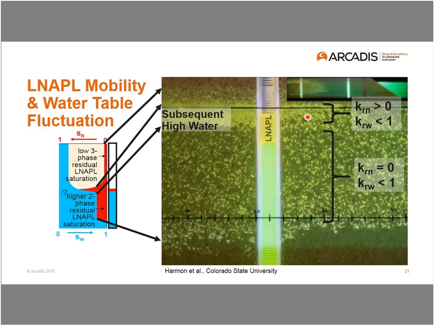Up here in the mobile NAPL interval, we have a non-wetting phase, a NAPL relative permeability that is greater than 0. That LNAPL can move. We know it can move because it's drained into this well. And then also similarly there's LNAPL in the pores, so it's restricting the water mobility. So that water relative permeability is less than 1.